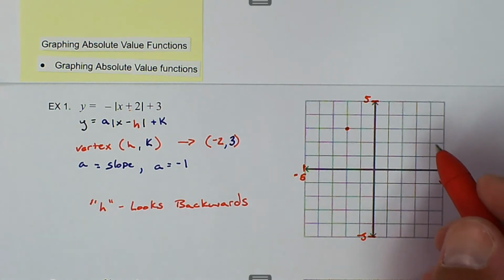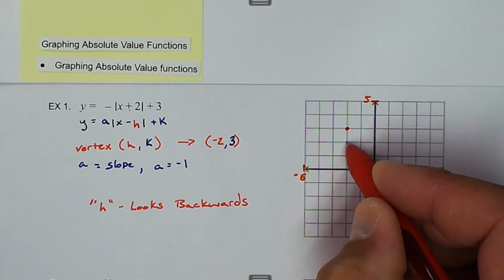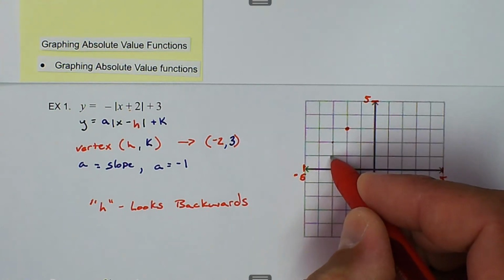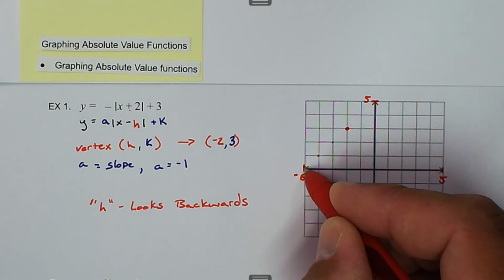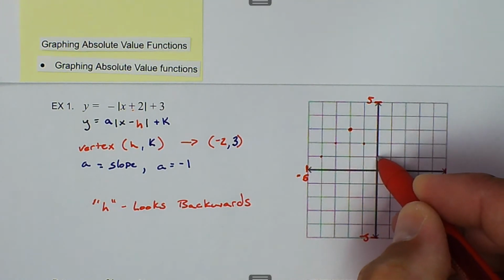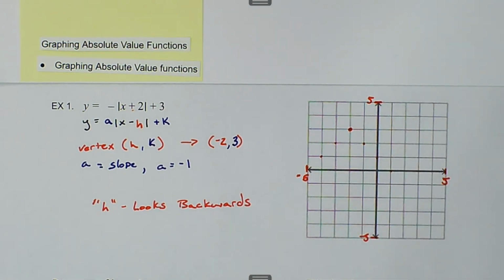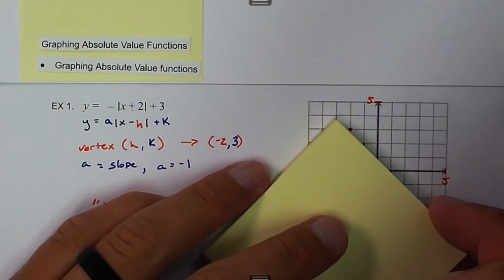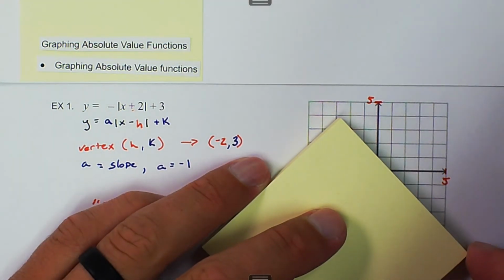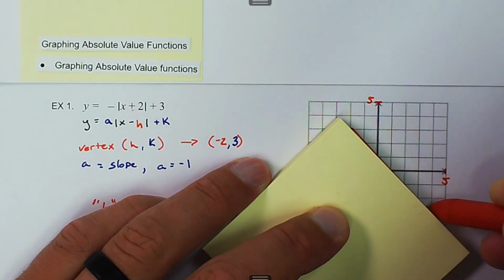And now our slope is -1. So down 1 over 1, down 1 over 1, down 1 over 1, and so on. And then those are going to keep going, and we want to use a straight edge. Any straight edge will work. And we want to draw our line.